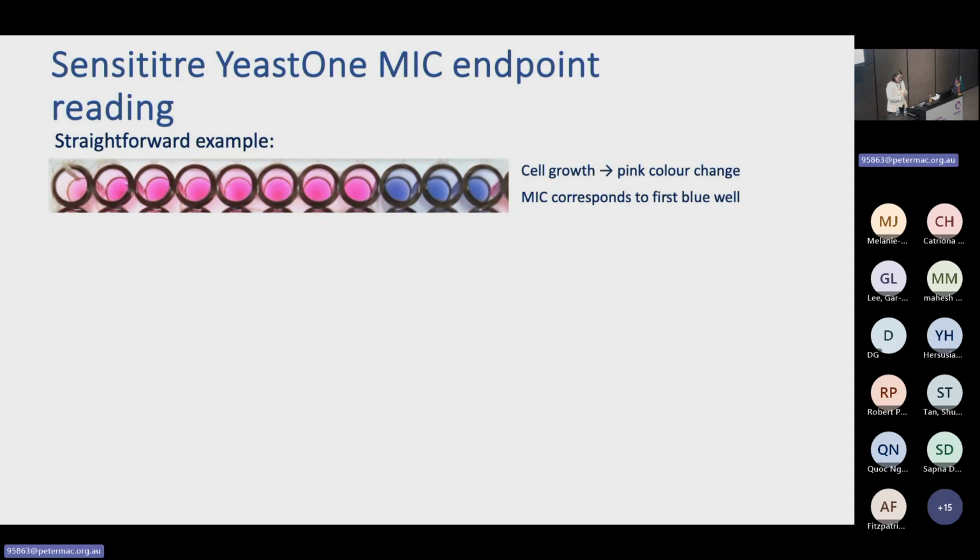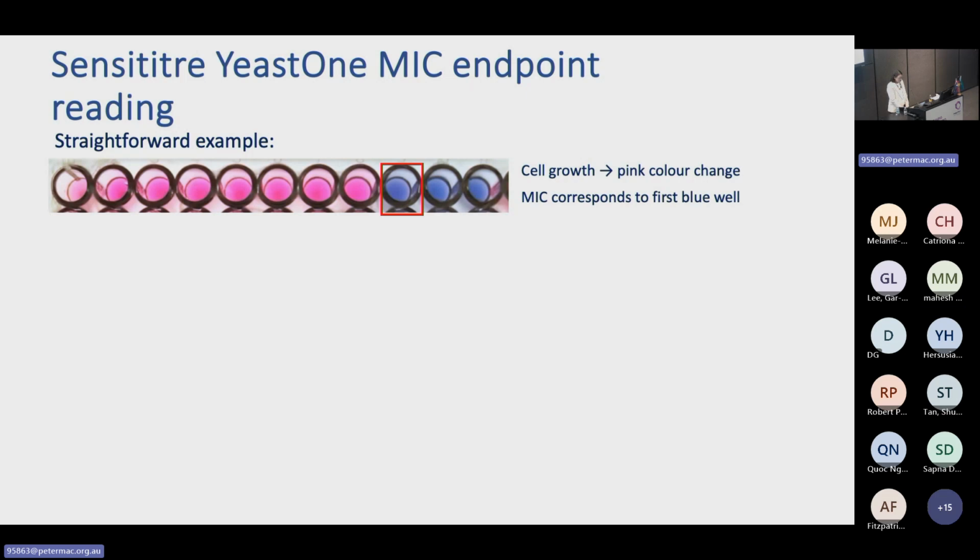Now, in a straightforward example, reading the MIC endpoints could be quite simple because of this indicator dye. Cell growth in the Sensitida Yeast 1 panels causes a reduction of the indicator dye, and so those wells become pink when there's growth, and where there's no growth, the wells remain blue. And so the endpoint really is just the first well that remains blue. That's our MIC.